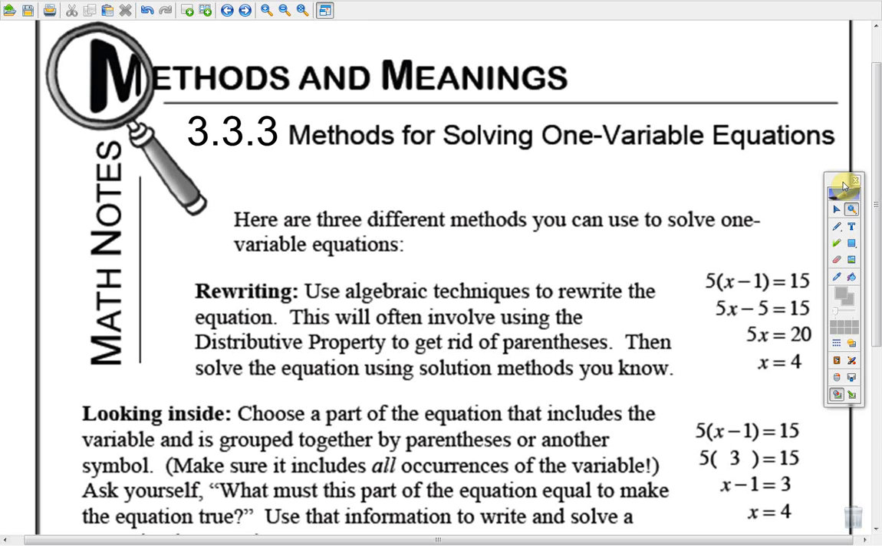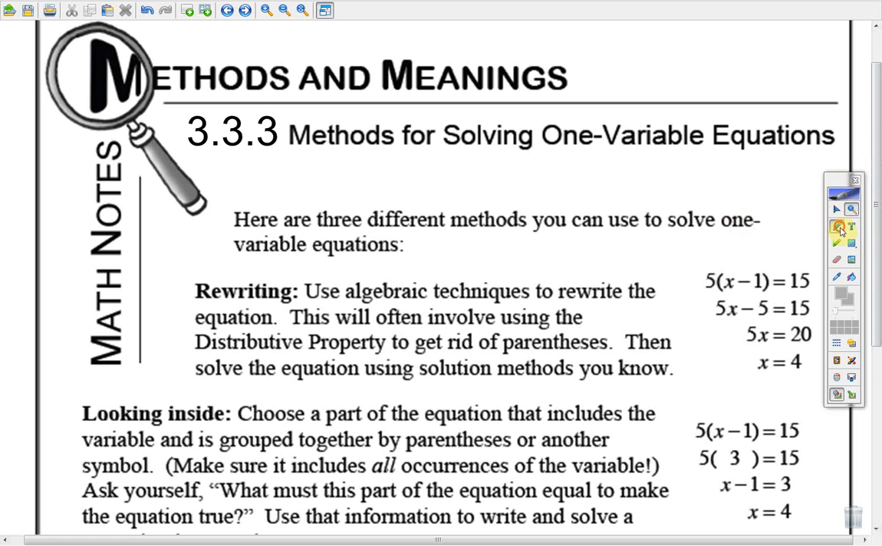Anyway, here we go. There are three different methods you can use to solve one variable equations that we're going to talk about today. There are more methods than this. The first one we're going to look at is rewriting. That's using algebraic techniques to rewrite the equation. This will often involve using the distributive property to get rid of parentheses. Then solve the equation using solution methods you know.